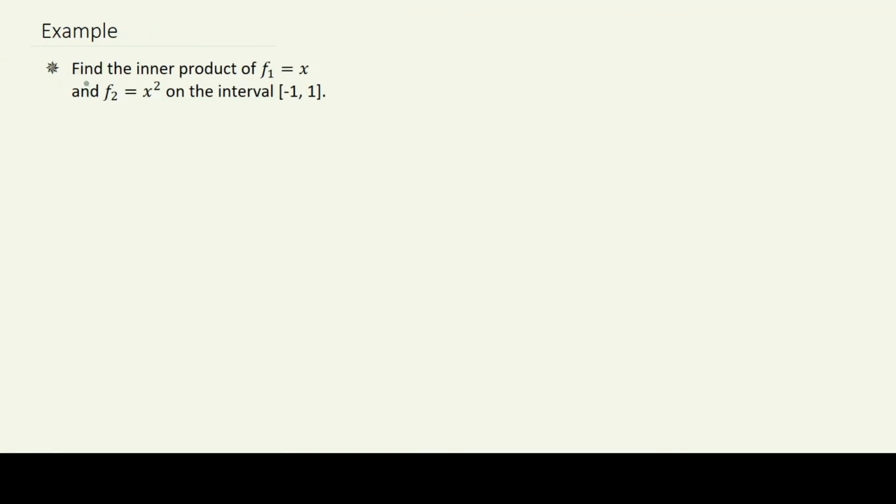Now let's take a look at this example, where we want to see if f1 and f2 are orthogonal on the interval -1 to 1. These functions f1 and f2 are the same as we considered in our previous example, but the interval now is different. It's from -1 to 1. So let's see if they are orthogonal. We need to find the inner product of f1 and f2, which means we need to calculate the integral of their product over the interval -1 to 1.